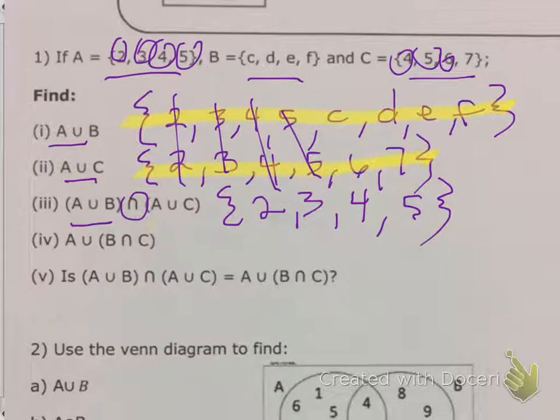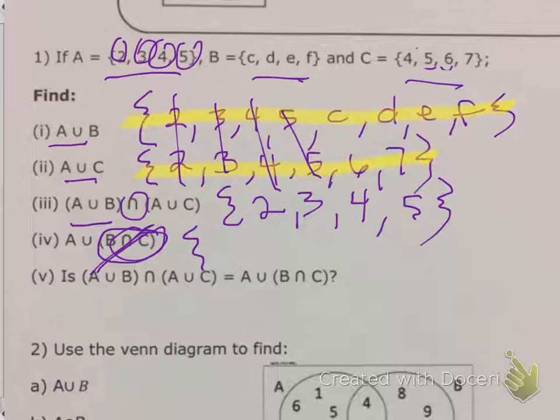Okay, if I'm going to do this next one right here, I first have to find B intersect C so that I can figure out what that is. B and C, when I look at those together, there's nothing that's the same. So this would actually be the empty set. There's nothing that overlaps. So if I'm going to do A union that, I would just have everything in group A. And group A is 2, 3, 4, and 5.